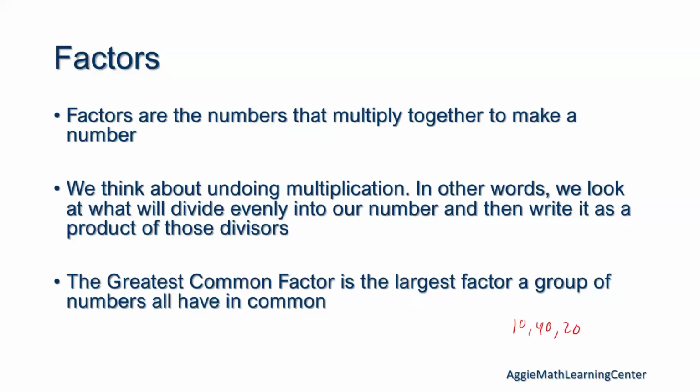So the least common multiple would be 40 out of all of these. Does that make sense? That is one. So it's a little confusing.